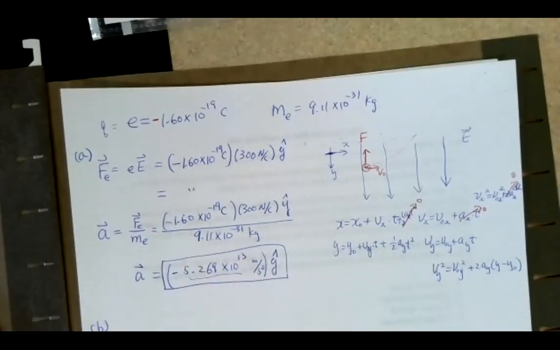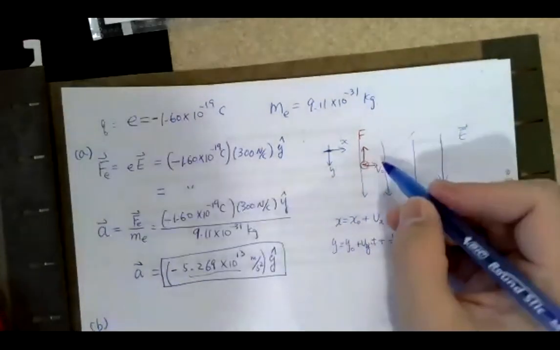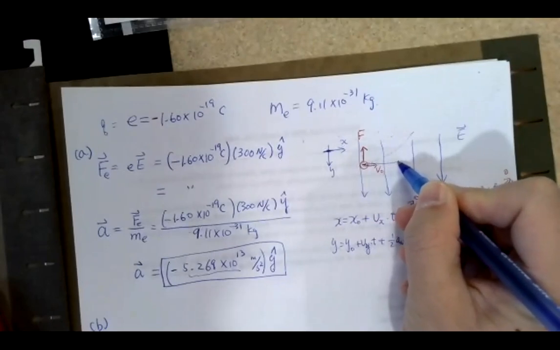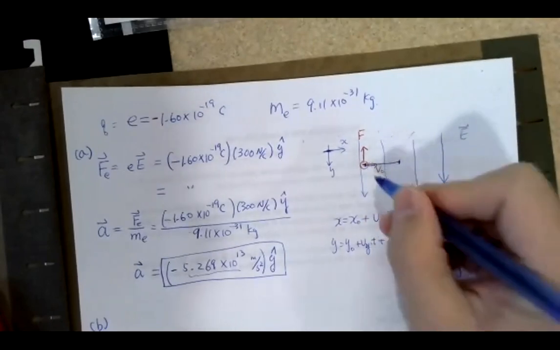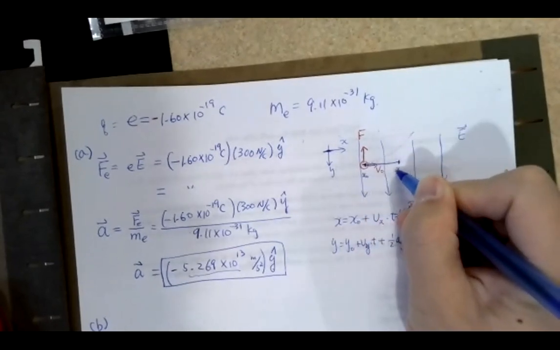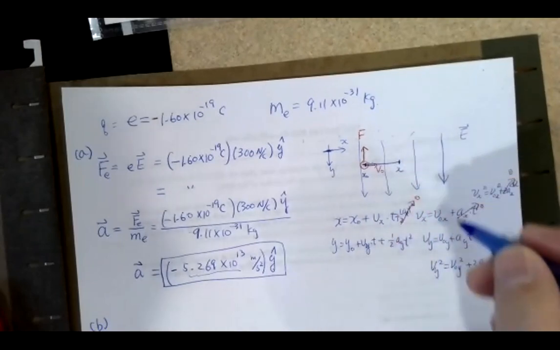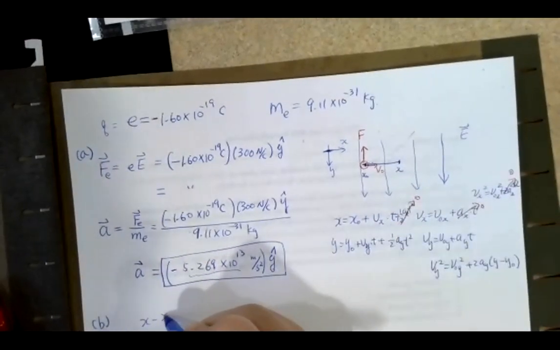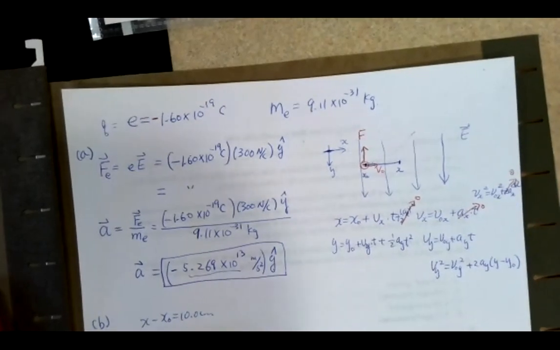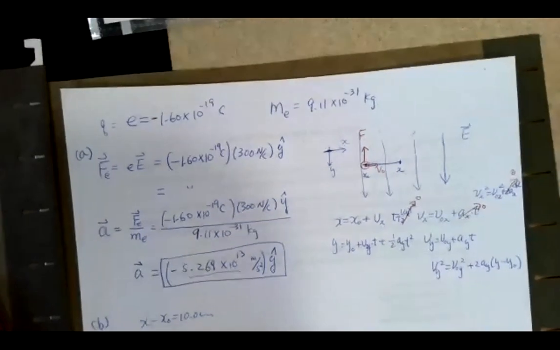Part B is asking you how long does it take for the electron to travel 10 centimeters in the x direction. So this is a two-dimensional problem. Let's say from here to here is that 10 centimeters. This is your x naught, this is your x. So x minus x naught is equal to 10 centimeters. That's your change in x. Basically, it's asking you for time t.